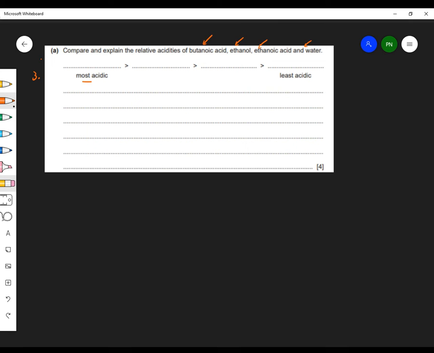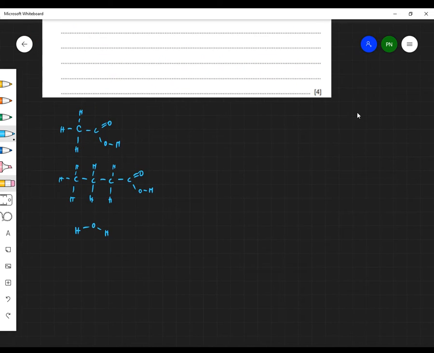And we've got to give the most acidic to the least acidic. Now, there's 2 answers here, aren't there? Let's do the most acidic here. Ethanoic acid is going to be the answer. And number 2 is going to be butanoic acid, the second most acidic. Third one is going to be water. And the last one, oh gosh, can we squeeze it in? Is going to be ethanol.